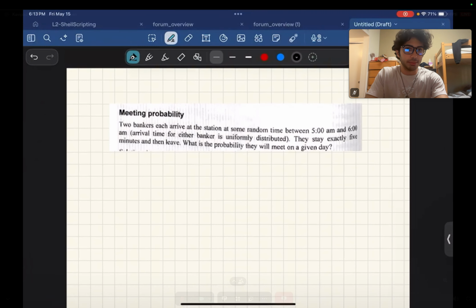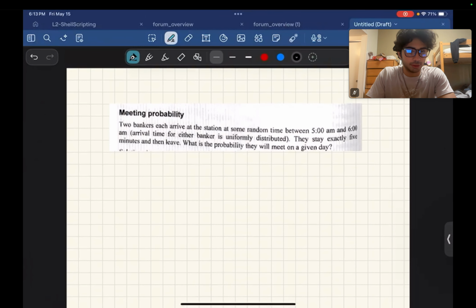This question is called meeting probability, and it says two bankers each arrive at the station at some random time between 5 a.m. and 6 a.m. Arrival time for each banker is uniformly distributed. They stay exactly 5 minutes and then leave. What is the probability that they will meet on a given day?